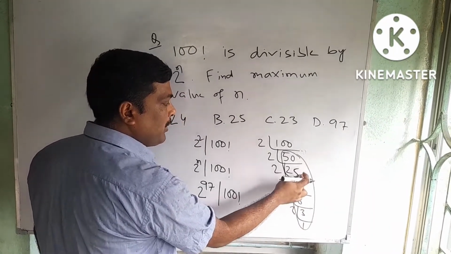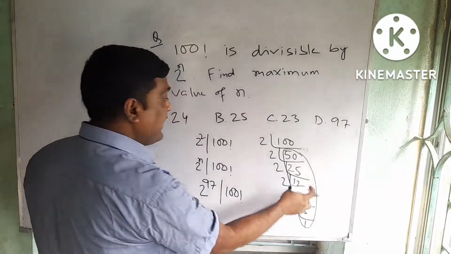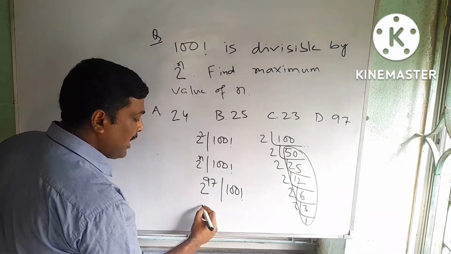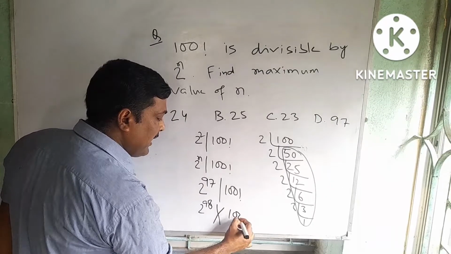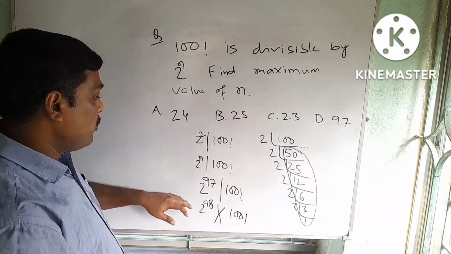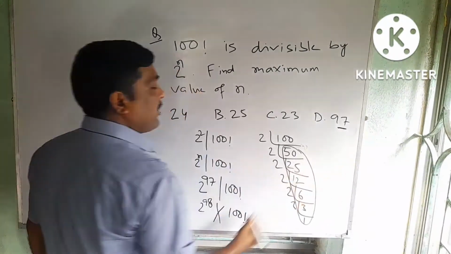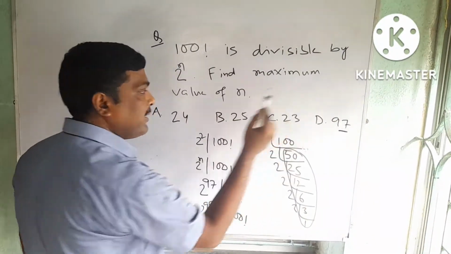So n equals 50 plus 25 plus 12 plus 6 plus 3 plus 1. It is 97. Okay, so 2 to the power 97 divides 100 factorial, but 2 to the power 98 does not divide 100 factorial. Okay. So maximum value of n is 97.